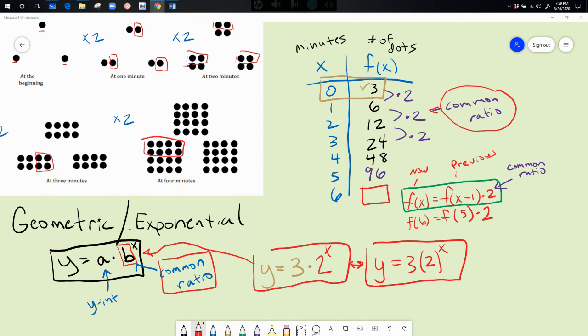All right, guys, there you have it. You have an explicit equation. You have the recursive equation, your table. You have everything you need right here for this problem.